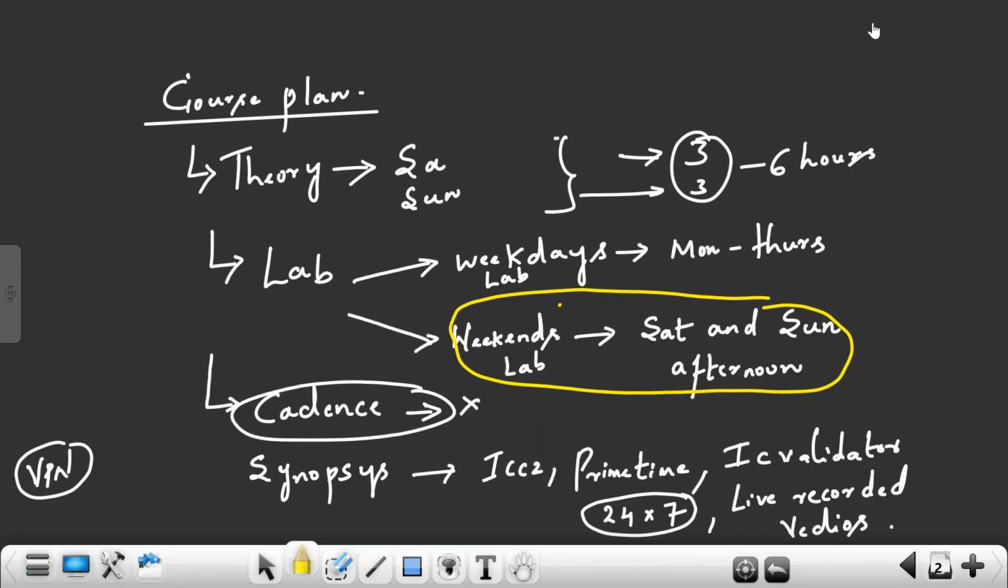What is their doubt? How about the lab sessions? Will that be recorded as well? Yes, all the sessions. Lab and theory, all the sessions will be recorded and given to you.